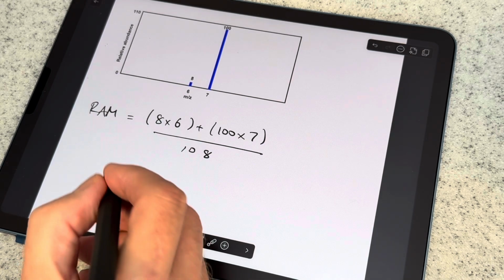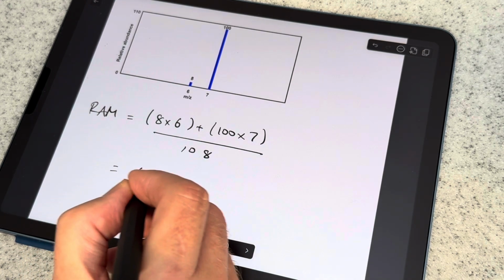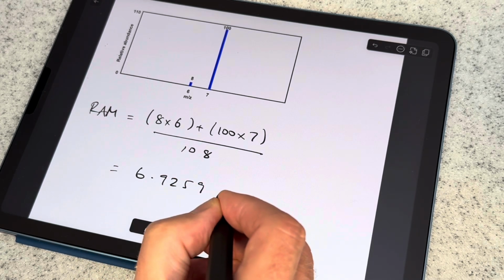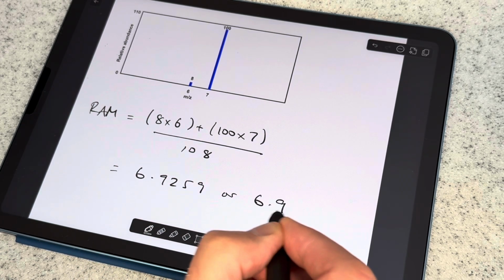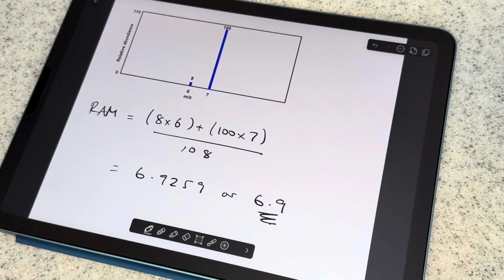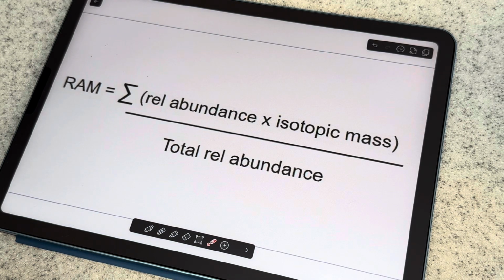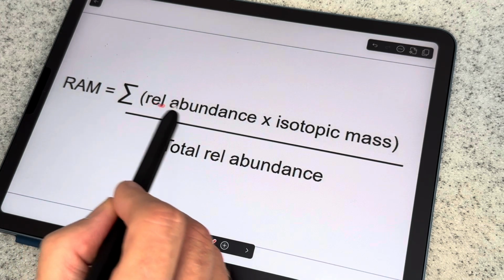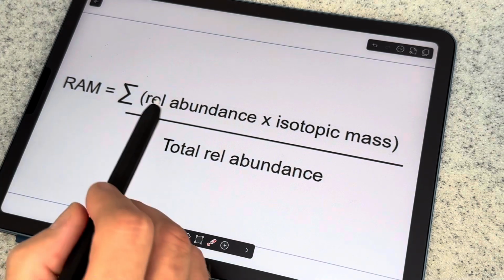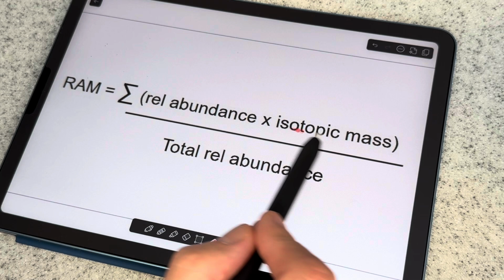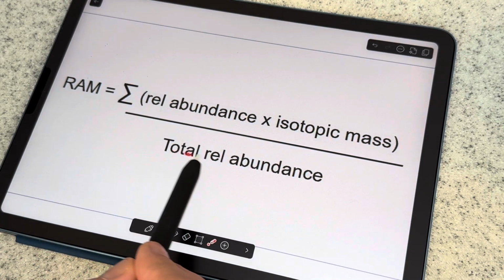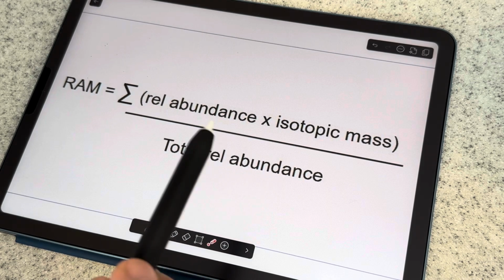So there's the numbers there, and the answer, of course, is going to be exactly the same, 6.9259 or 6.9 to 1 decimal place. And in terms of the mathematical formula, relative atomic mass is the sum of the relative abundance now, not the percentage abundance, but the relative abundance multiplied by the isotopic mass, or M over Z value, divided by the total of the relative abundances, not 100.